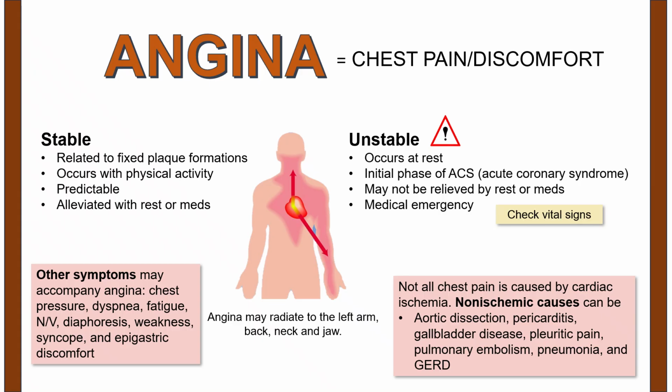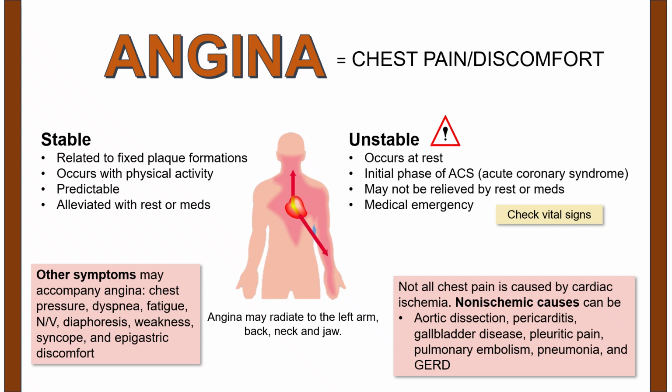It is the first part of acute coronary syndrome, so it can lead to many, many other issues if left untreated. So first thing you want to do for any patient that presents with chest pain is to check their vital signs. If they have angina, they can also experience radiating pain that goes to the left arm, back, neck, and jaw. So one thing to know is not all chest pain is related to cardiac ischemia, meaning that it's not necessarily the heart that's causing this pain.